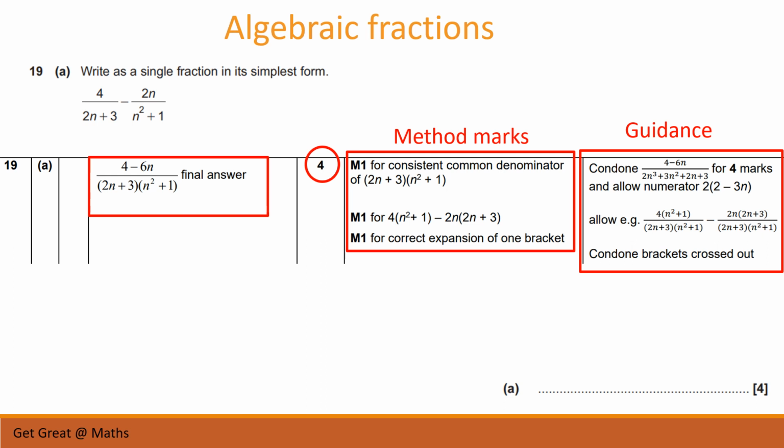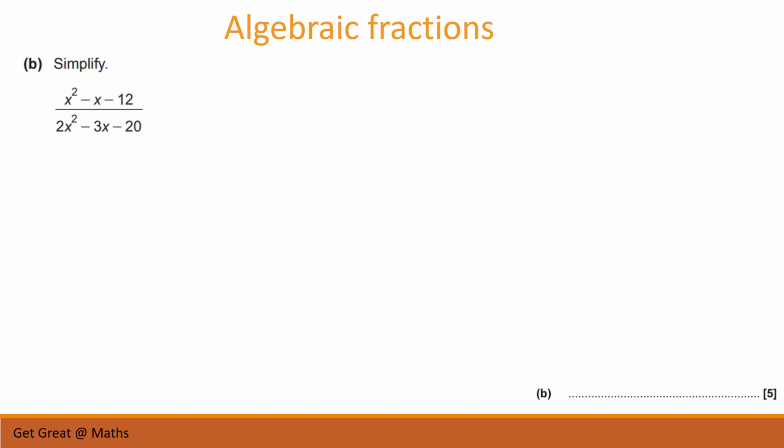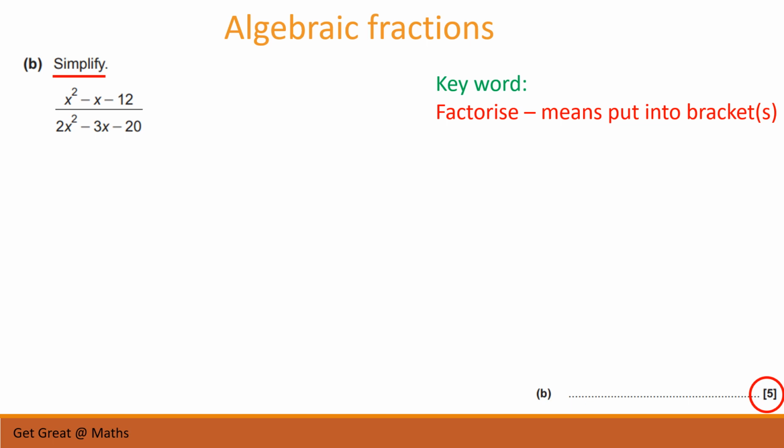In this question, the key word is simplify, and this question is worth 5 marks, so there's definitely a lot of marks for working. The key word that you need to be able to use is the word factorise, which means put into brackets. So that's what you've actually got to do on this question in order to be able to simplify. Press pause and have a go at the question and press play when you're ready to hear the answer.